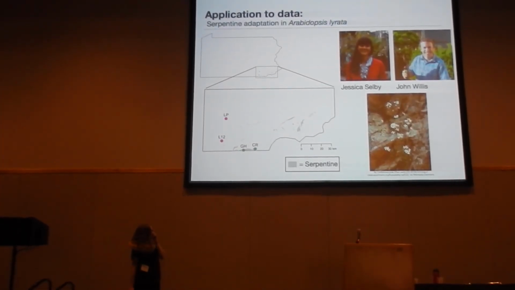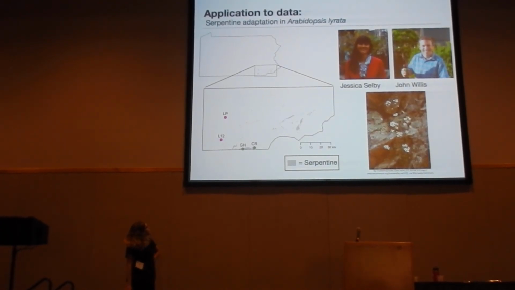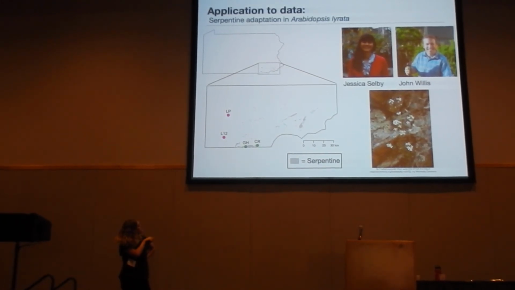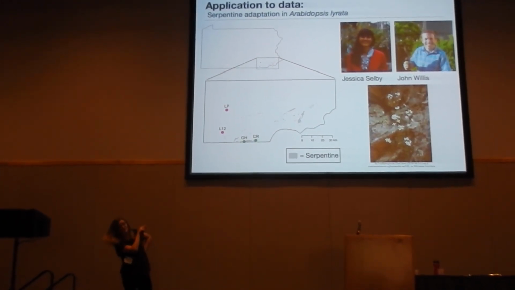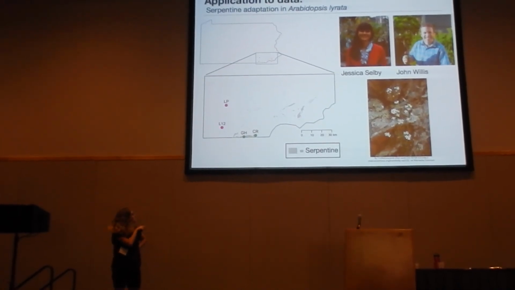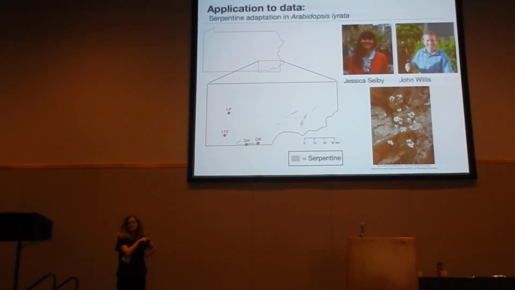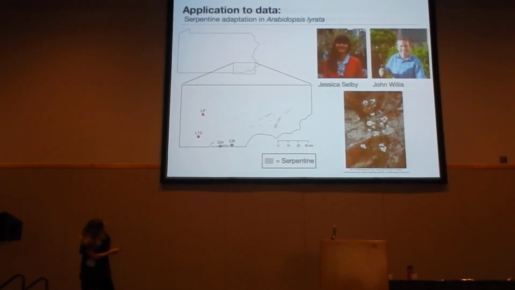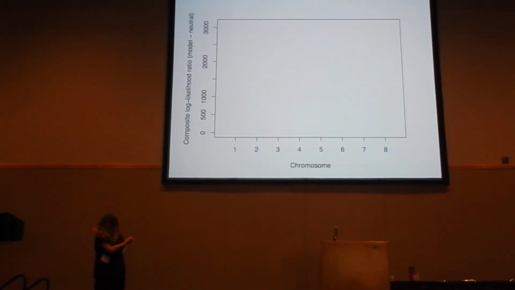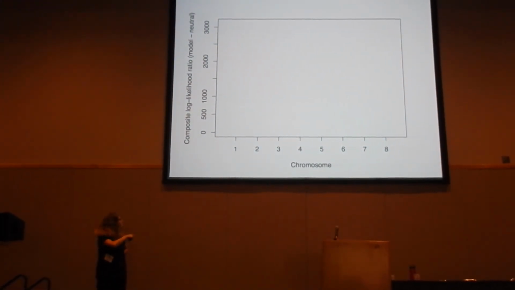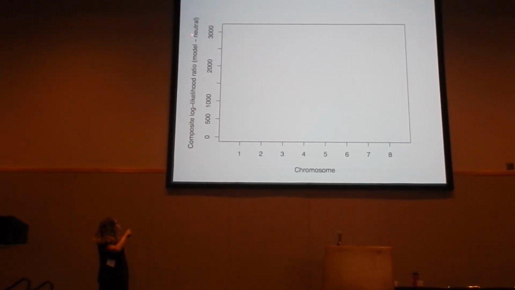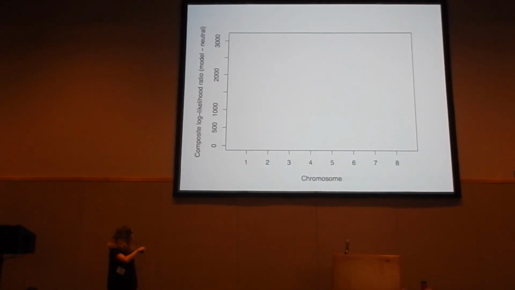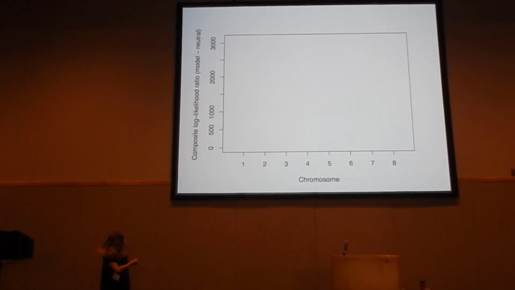So we have applied this with Jessica Selby and John Willis, who have 4 populations of Arabidopsis lyrata across, this is Pennsylvania. And what they have are 2 populations that have adapted to live in serpentine soils, which pose a strong selective pressure to plants, and 2 that have not. And what I'm going to show you is the results of this scan, where we're simply plotting the composite log likelihood of our model, again controlling for this population structure that exists in these 4 populations across the 8 chromosomes of lyrata.